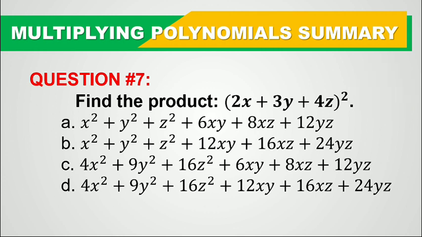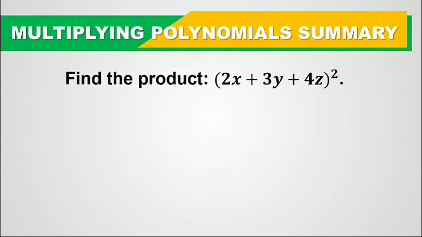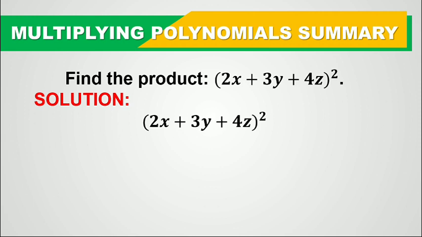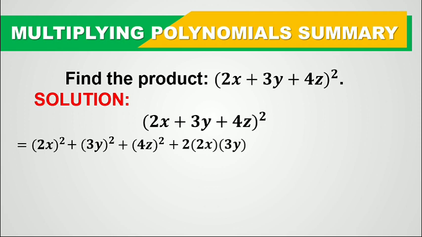So this is just one of the special products, which is all about the squaring of trinomials. So in solving this particular question, what are we going to do? We just need to square the first term. So quantity 2x squared, plus the square of the second term, plus the square of the third term, and then plus twice the product of the first term and second term, plus twice the product of the first term and the last term, and then plus twice the product of the second term and the last term.